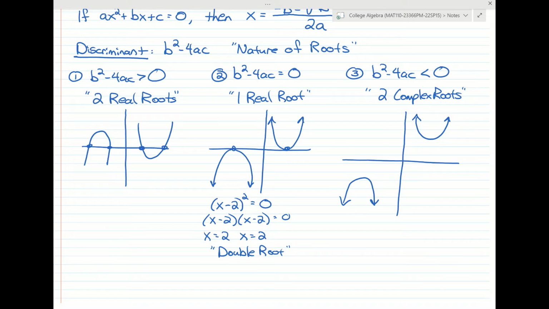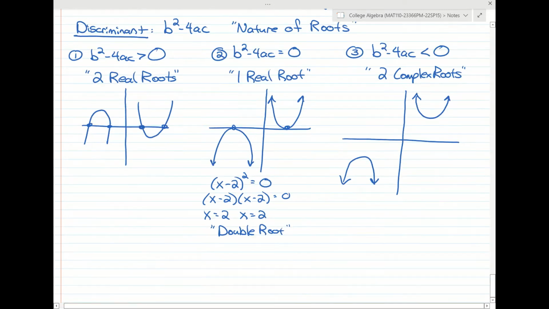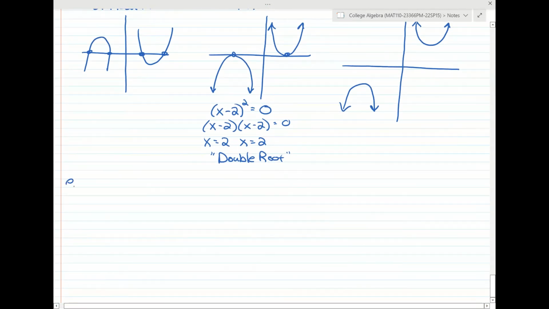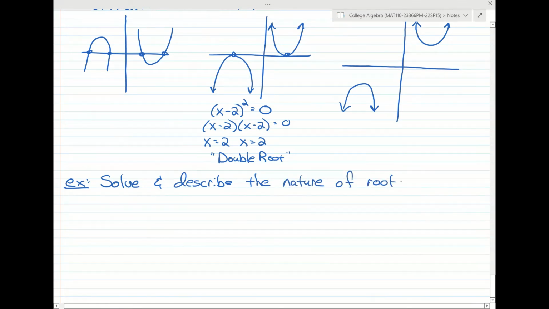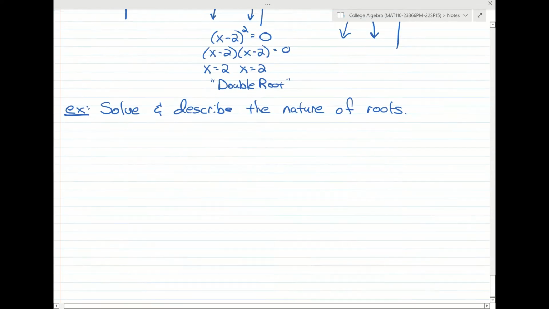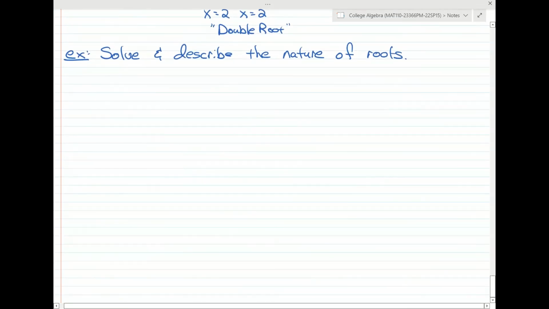So let's take a look at some examples using the quadratic formula. The directions are going to just be to solve and describe the nature of roots. And let's start with the first example.